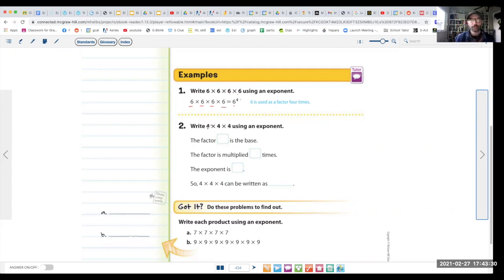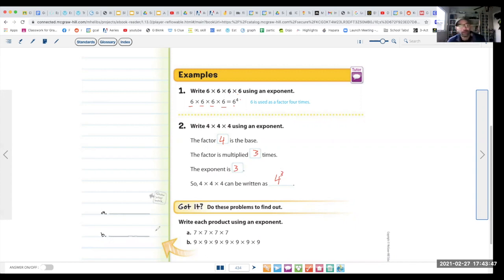Let's try this one. 4 times 4 times 4. We kind of used an example of that. So in this case, the factor 4 is the base. That means that's the main number, and it's multiplied 3 times, so the exponent will be 3, so it's going to be written as 4 to the third power.